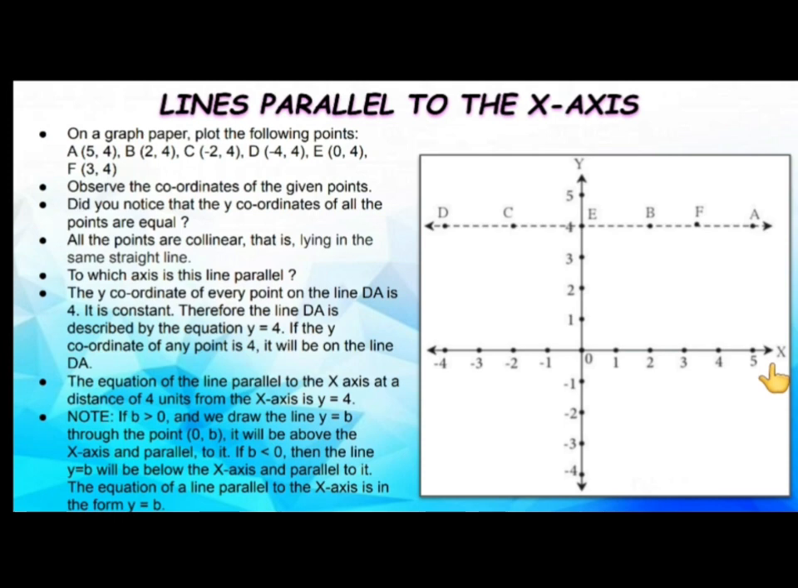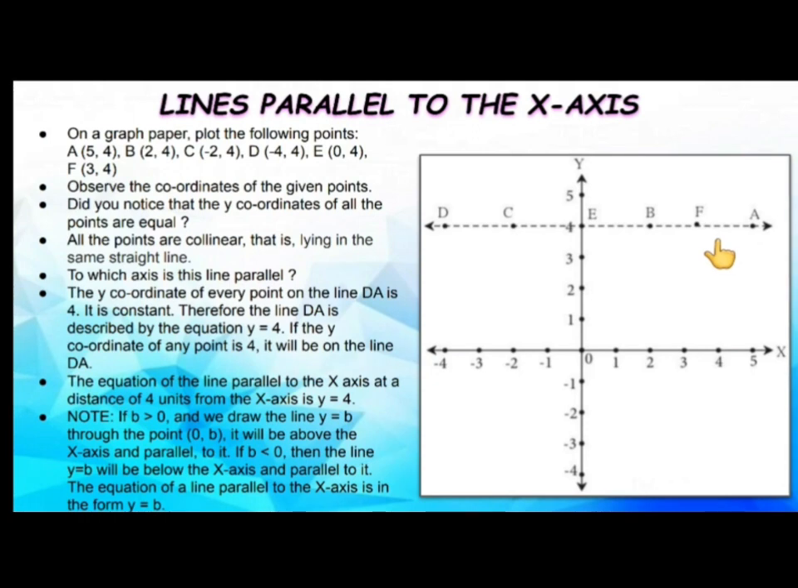The equation of the line parallel to the x-axis at a distance of 4 units from the x-axis is y equals 4. So this line is parallel to the x-axis and it is at a distance of 4 units from the x-axis. How do we measure the distance? From the x-axis, if we look here, it is at a distance of 4 units, from 4 to 0 or from 0 to 4. So we know the distance between line DA and the x-axis is 4 units. Therefore, the equation of this line DA is y equals 4.